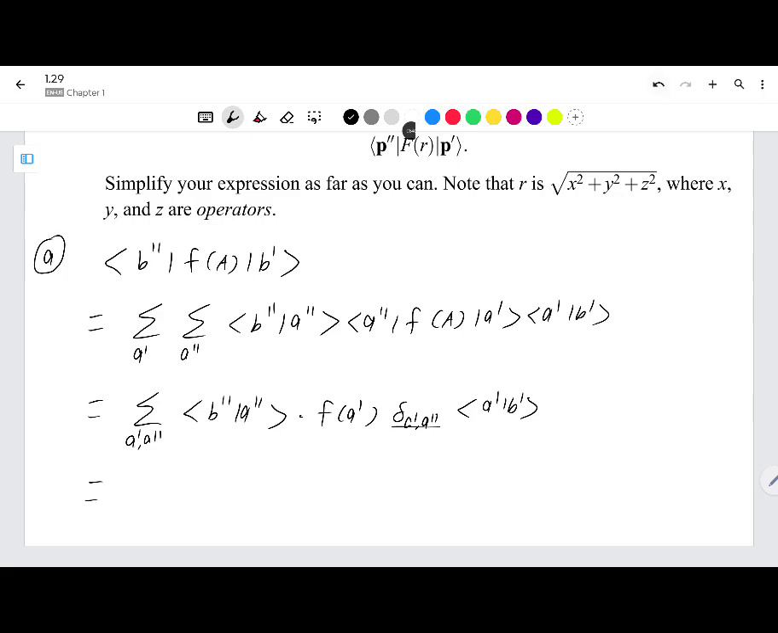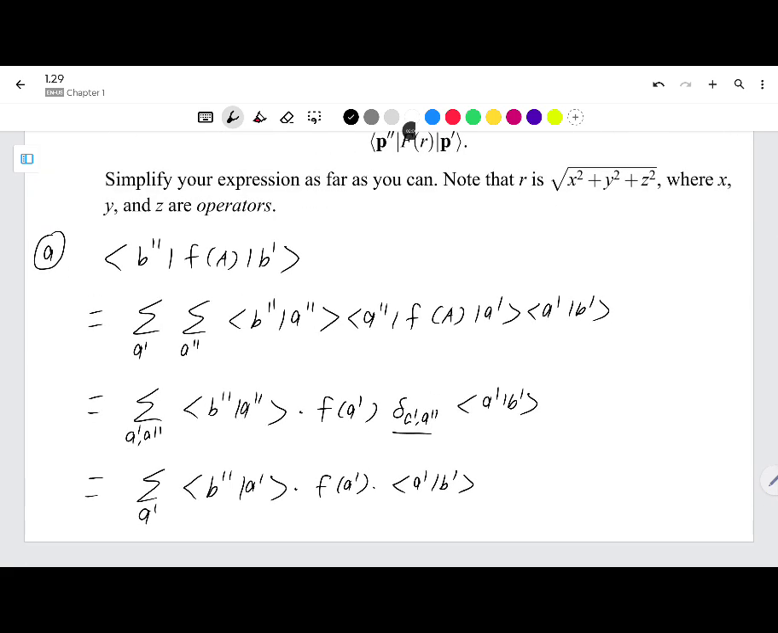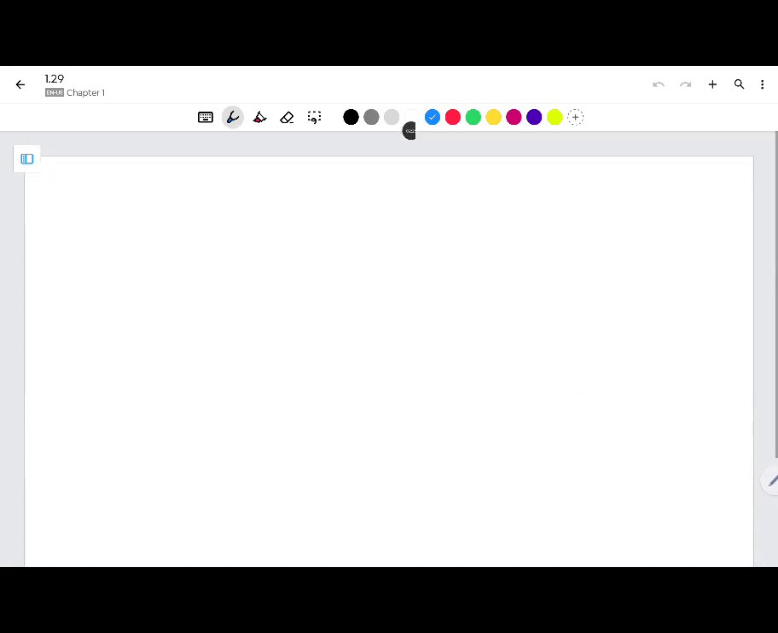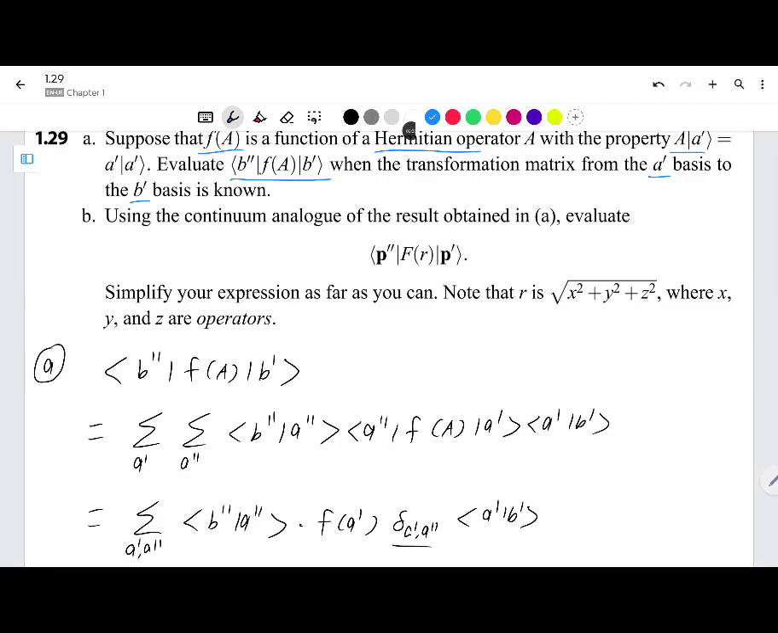This Dirac delta will kill one summation, so we'll be left with only one. Okay. These are entries of the transformation matrix. Nothing else actually. Okay, so fine. We have established this. Okay, now we need to move to this.